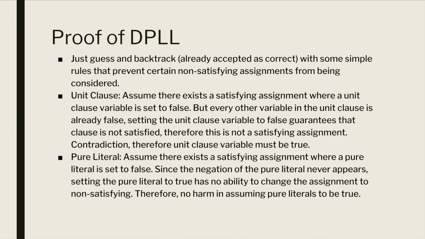Now, before we build off of DPLL, we want to know for sure that DPLL is correct. We accept that guess and backtrack is correct intuitively, so all we need to do is prove that the 2 additions of DPLL don't screw things up. First, the unit clause rule. Assume that there exists a satisfying assignment where a unit clause variable is set to false, but every other variable in the unit clause is already false. Setting the unit clause variable to false guarantees that that clause is not satisfied. Therefore, this cannot be a satisfying assignment. We've produced a contradiction, therefore we've proven the opposite of our assumption. The unit clause variable must be true.